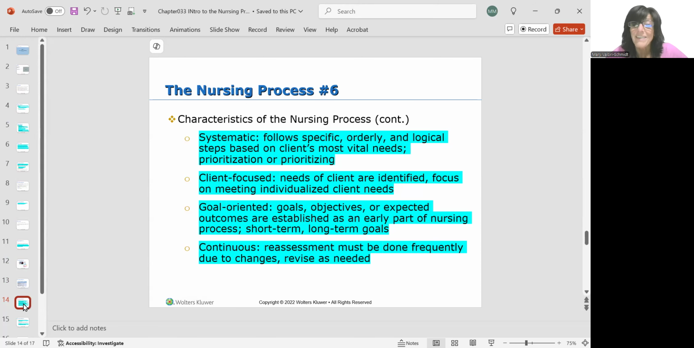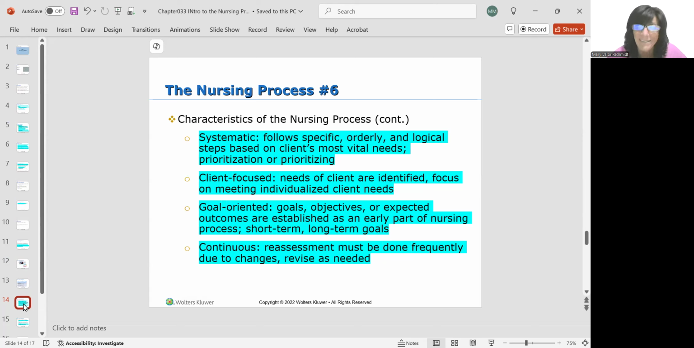So, what are the characteristics of the nursing process? You should know this stuff. Okay. You see it's highlighted, know it. The nursing process is systematic, it follows a specific, orderly, and logical manner of steps that's based on the client's vital needs. And it entails you prioritizing what's the most important and the least important. The nursing process is always client focused. So we're identifying what the needs of the client are and focusing on meeting those specific individualized needs.